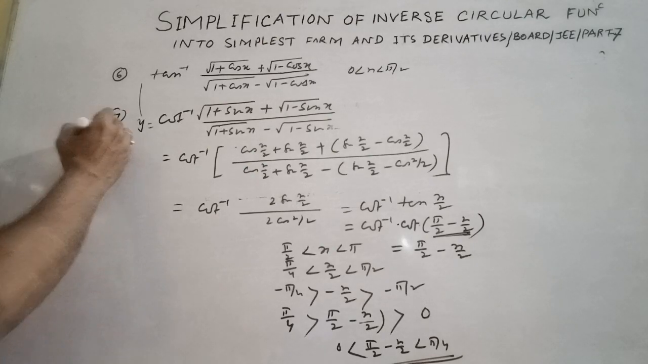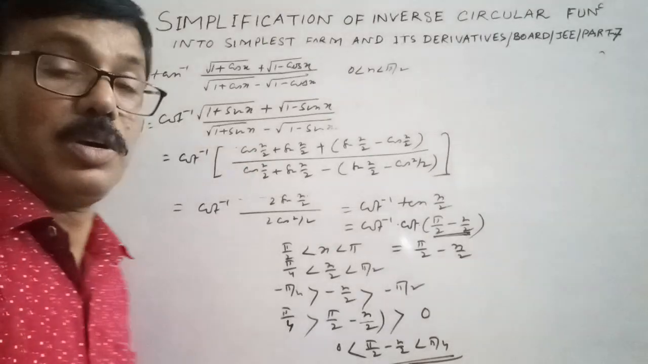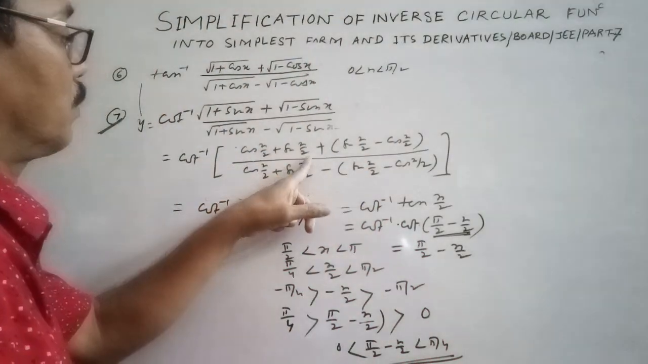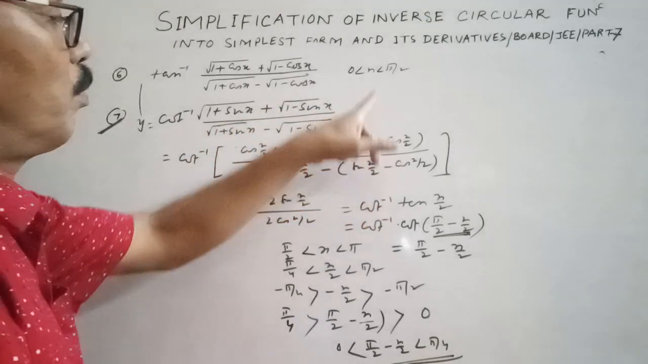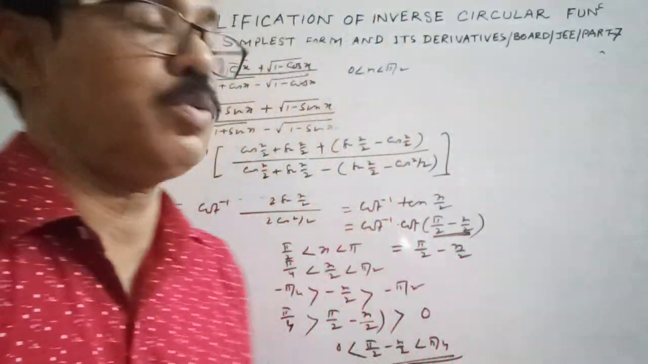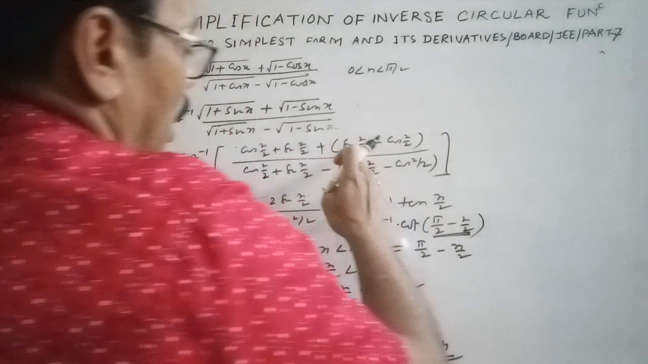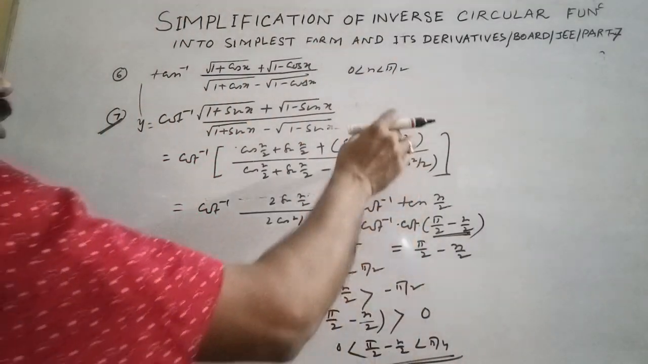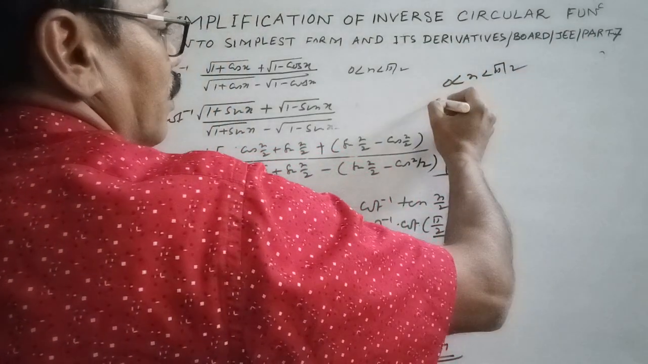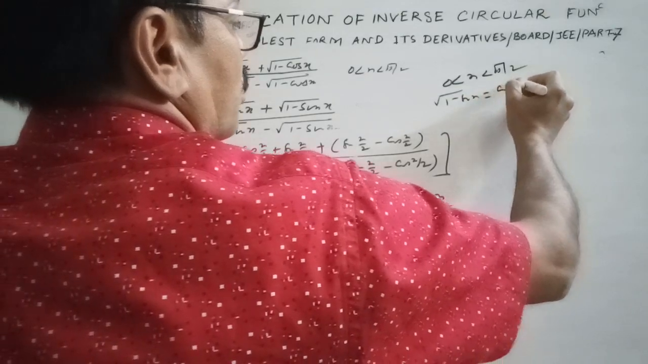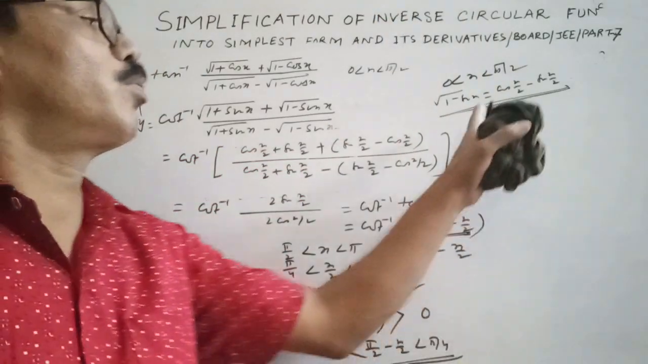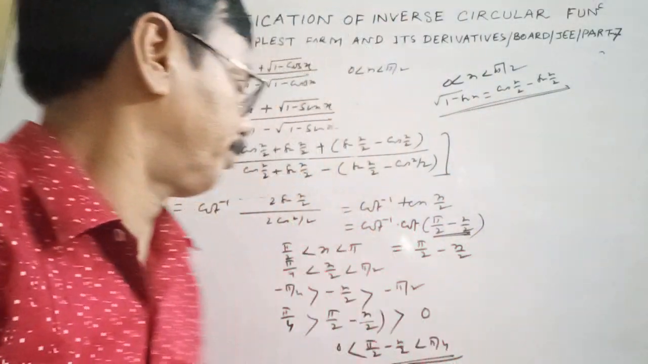So look at it again. This is a typical one for restriction. Root over 1 plus sin x is cos x/2 plus sin x/2, but root over 1 minus sin x is mod cos x/2 minus sin x/2. In the interval pi/4 to pi/2, sin x/2 is greater than cos x/2, so that is why this one. But if it is given in the first quadrant restriction, then root over 1 minus sin x equals cos x/2 minus sin x/2, because in this case x/2 lies between 0 and pi/4.